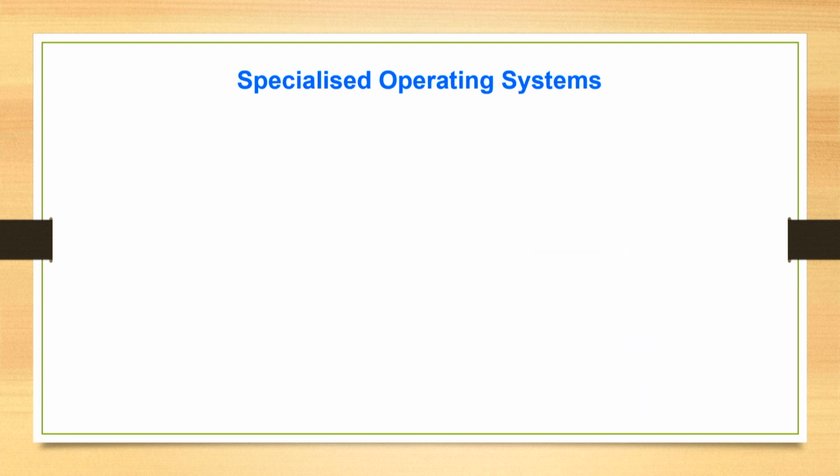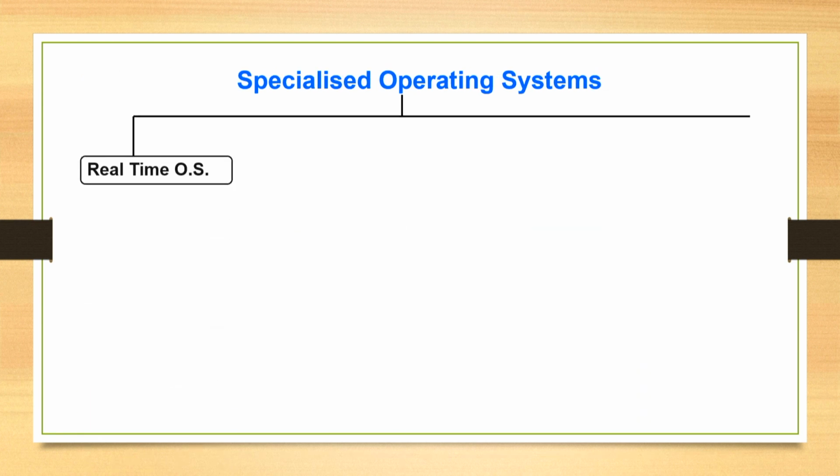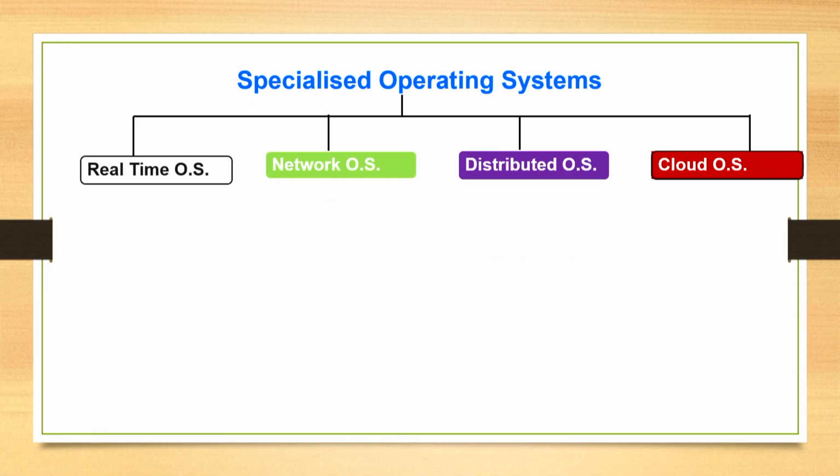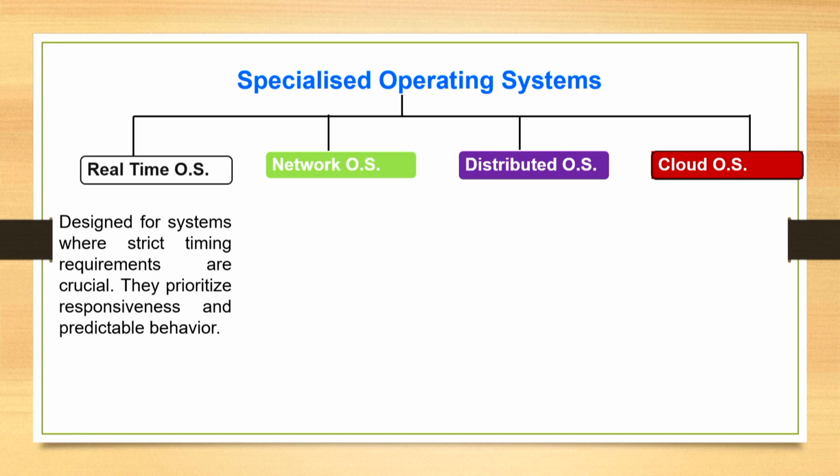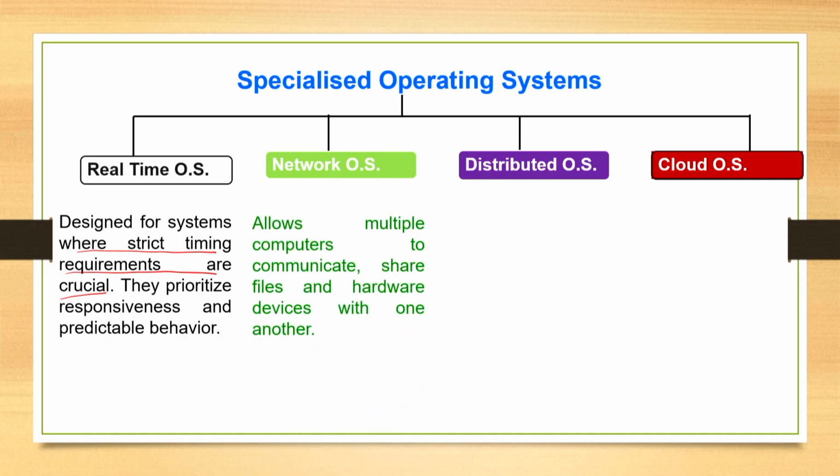There are some specialized operating systems also. These are real-time operating system, network operating system, distributed operating system, and cloud operating system. I've already discussed the real-time, network, and distributed operating systems in my previous lecture. Here I'll just give a brief idea of each of them. So what is a real-time operating system? It is designed for a system where strict timing requirements are crucial. They prioritize responsiveness and predictable behavior.